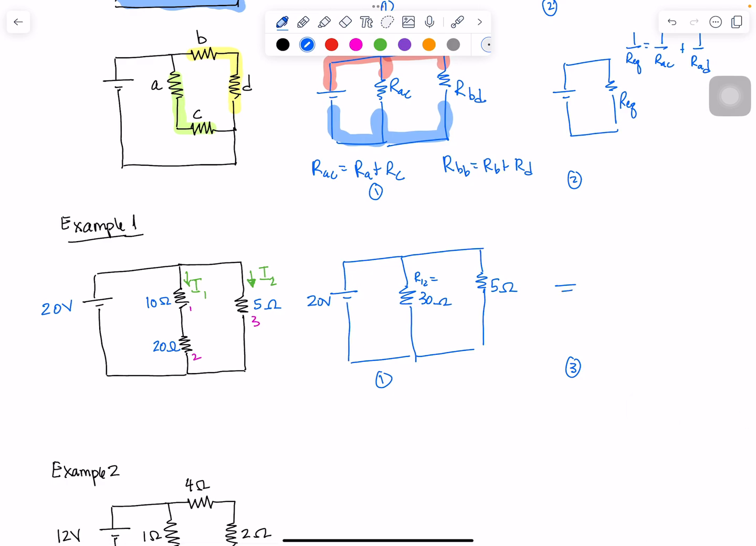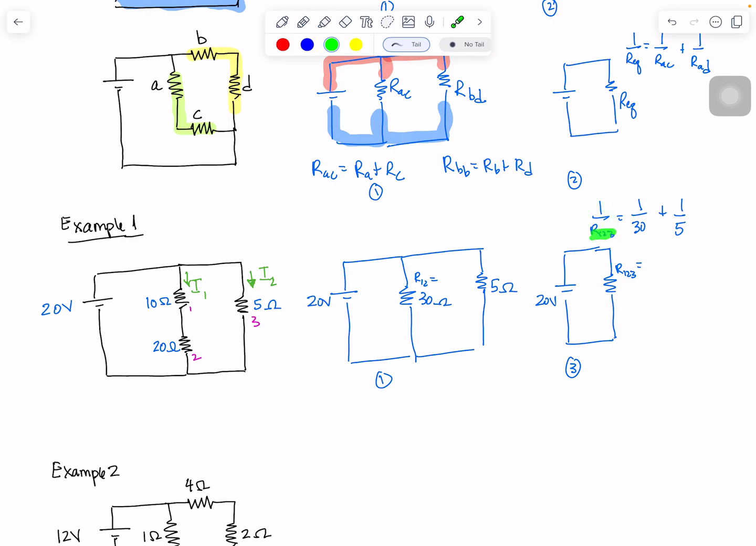So I'm going to combine them using the parallel resistance rule. First, I'm going to redraw my circuit. So this is going to be 20 volts. And again, I usually use numbers, so I'm going to call this R123. This is going to be equal to, so 1 over R123 is going to be 1 over 30 plus 1 over 5. Now, this is 1 over the resistance. I need to take the inverse in order to find the actual resistance.